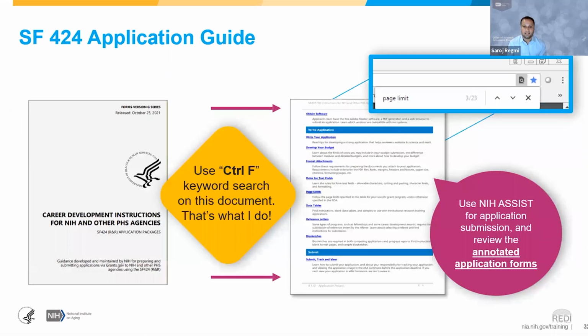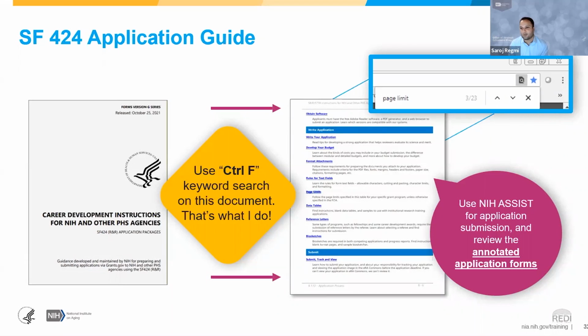So another trick is the SF424 application guide. This is a great resource, and you should use this guide if you have any questions about the submission process. You'll be able to do a keyword search on the document and clearly understand the application questions. What I will highlight here is that the SF424 is going to be different for K01 and SBIR. For career development instructions, there'll be a different form. And for SBIR, STTR, there'll be different forms.